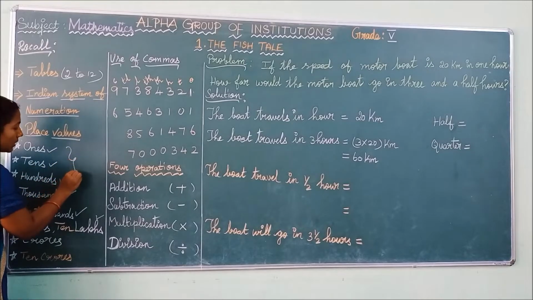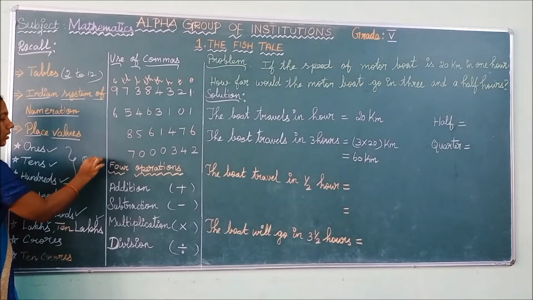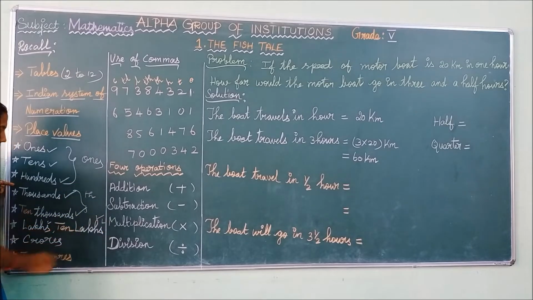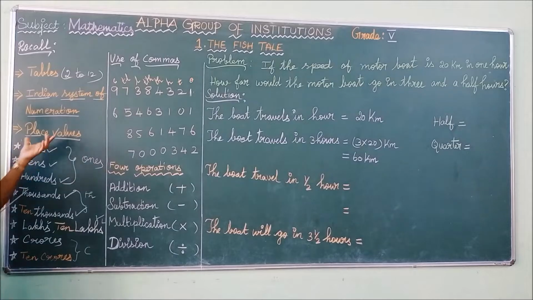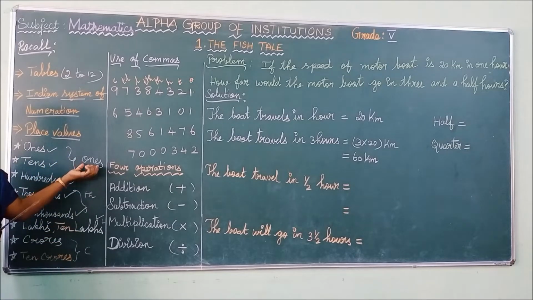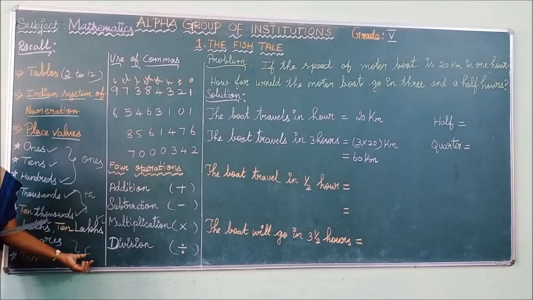Similarly, ones, tens, hundreds go to the period of ones. 1000 and 10,000 go to the period of thousands. Lakhs and 10 lakhs go to the period of lakhs. And crores and 10 crores go to the period of crores. So we are mainly dividing the place values into 4 sections: ones period, thousands period, lakhs period and crores period.